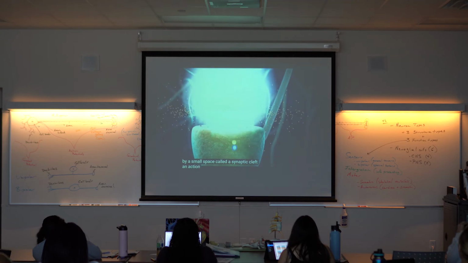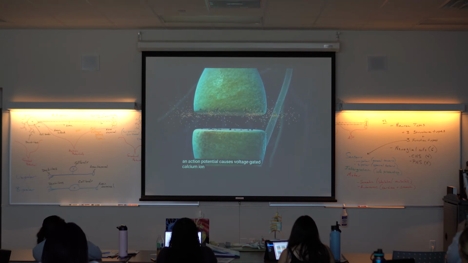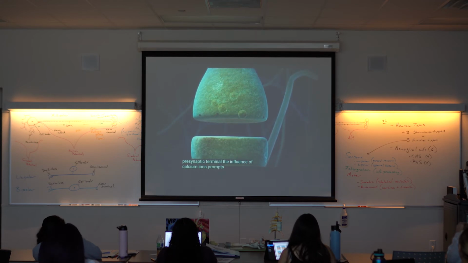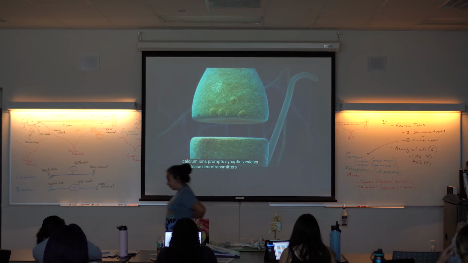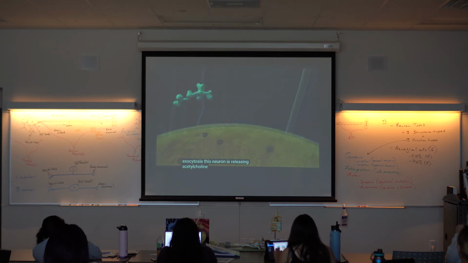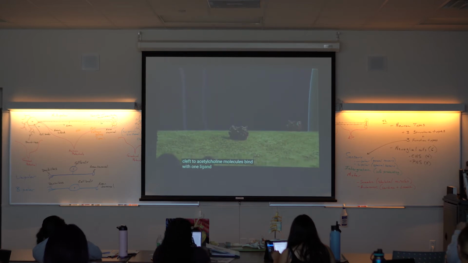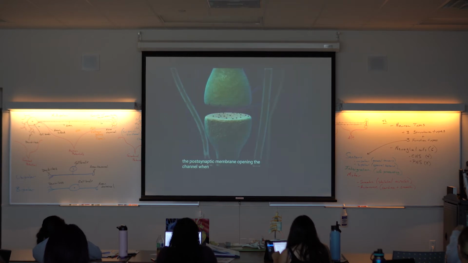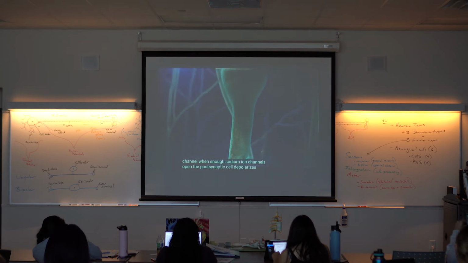An action potential causes voltage-gated calcium ion channels to open in the presynaptic terminal. The influx of calcium ions prompts synaptic vesicles to release neurotransmitters via exocytosis. This neuron is releasing acetylcholine. The neurotransmitter quickly diffuses across the synaptic cleft. Two acetylcholine molecules bind with one ligand-gated sodium channel at the postsynaptic membrane, opening the channel. When enough sodium ion channels open, the postsynaptic cell depolarizes and the action potential continues along the neuron.